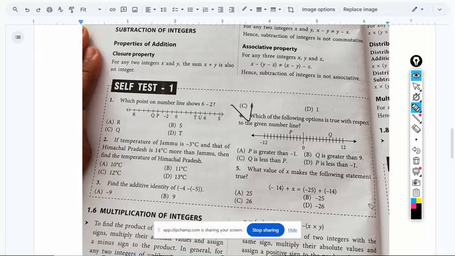Which of the following options is true with respect to the given number line? As we see here, p is less than minus 1. Hence, option D is the correct answer. Now we'll see what value makes the statement true. As we see here, minus 14 plus x equals minus 25 plus minus 14. Here, if we keep the minus 14 here and do addition, the answer is the same. Hence, we understood that the x value is minus 25. Hence, minus 25 is the answer.